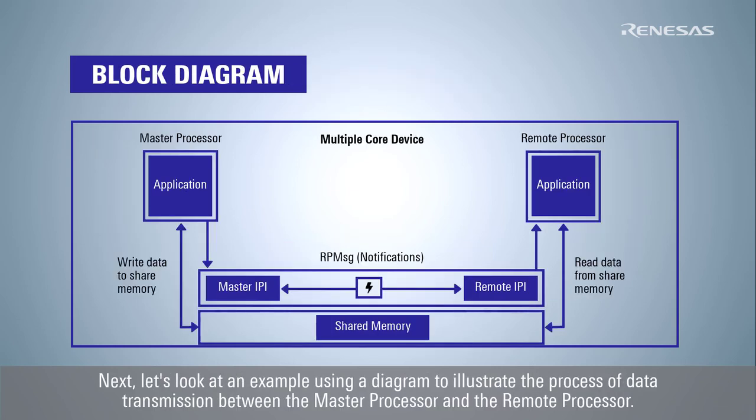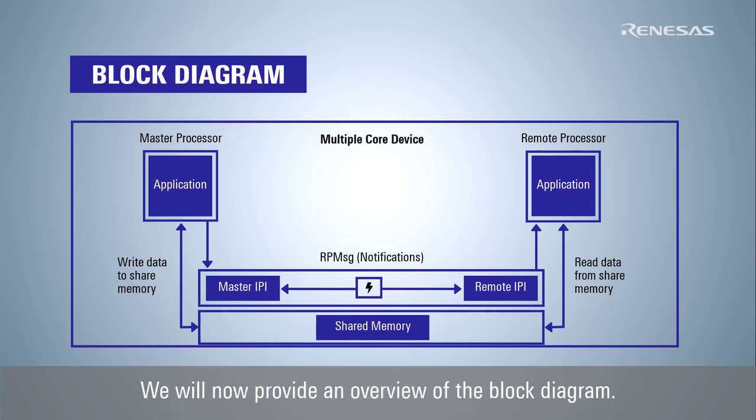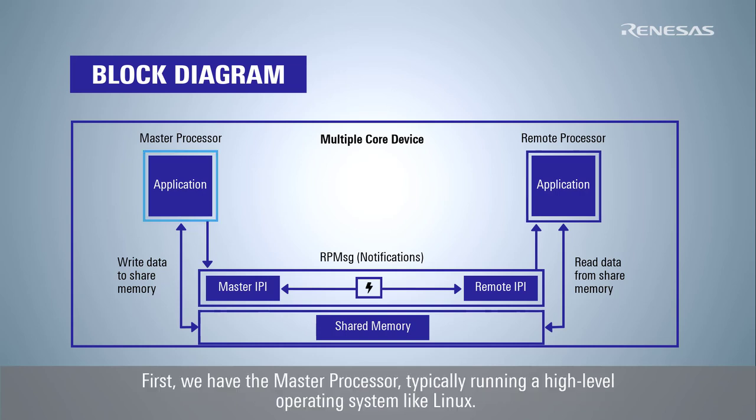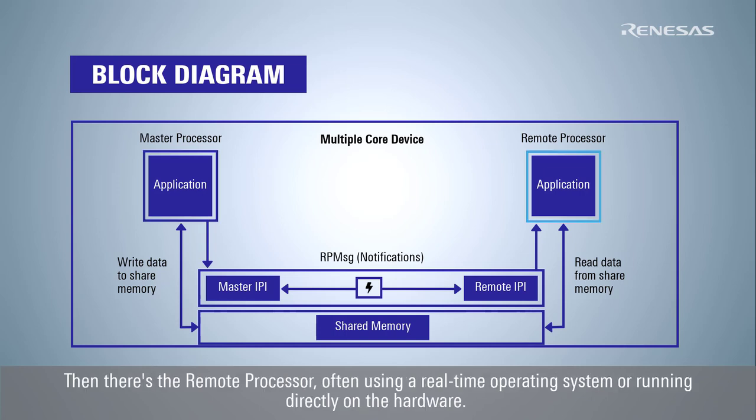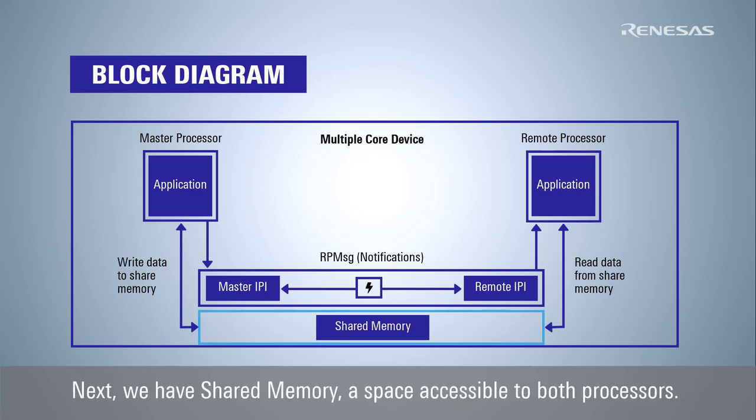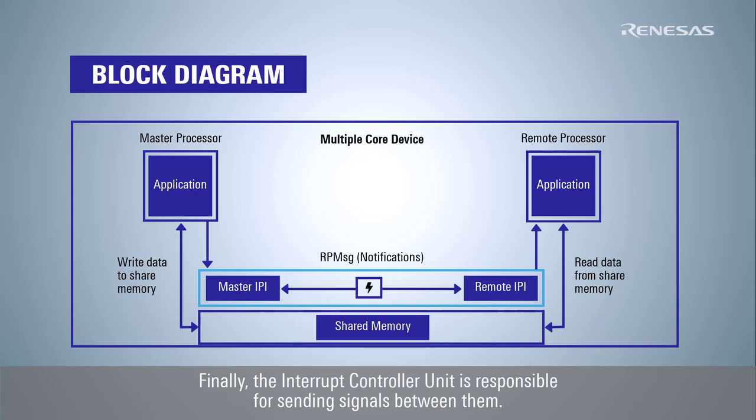Next, let's look at an example using a diagram to illustrate the process of data transmission between the master processor and the remote processor. We will now provide an overview of the block diagram. First, we have the master processor, typically running a high-level operating system like Linux. Then there's the remote processor, often using a real-time operating system or running directly on the hardware. Next, we have shared memory, a space accessible to both processors. Finally, the interrupt controller unit is responsible for sending signals between them.